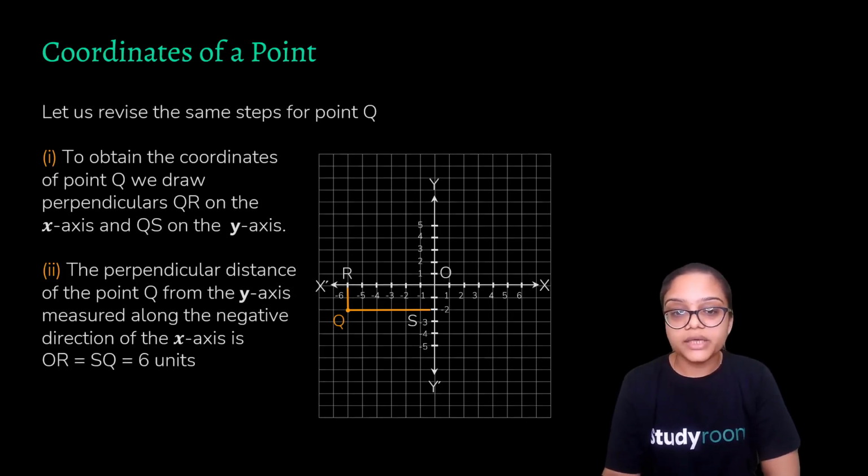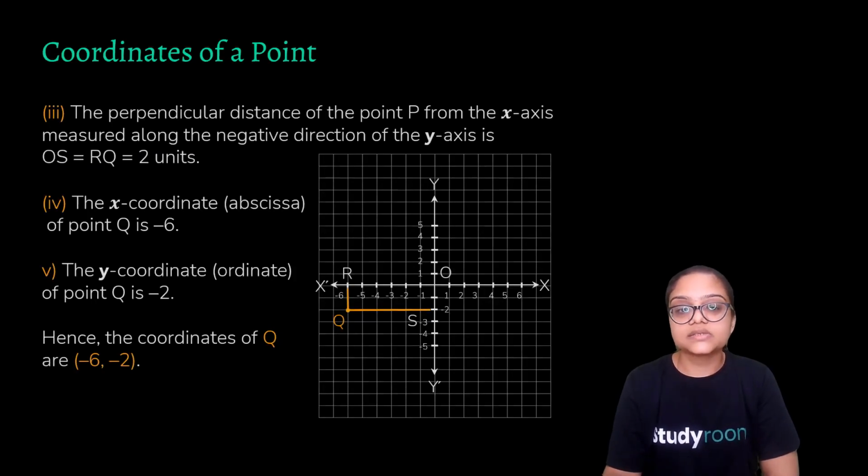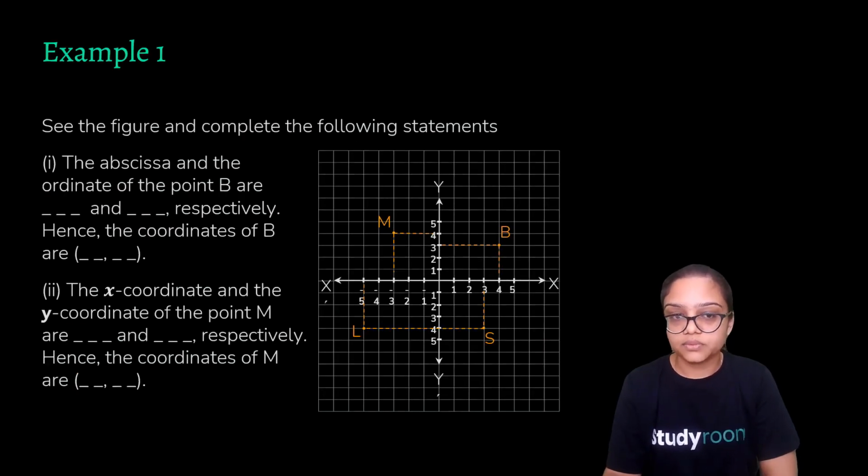So abscissa will be here. What will be the abscissa? 6 units. Okay, 6, minus 6 actually, in the negative direction. And ordinate will be -2. So (-6, -2) are the coordinates of point Q. I hope you now learned about how to place the coordinates.